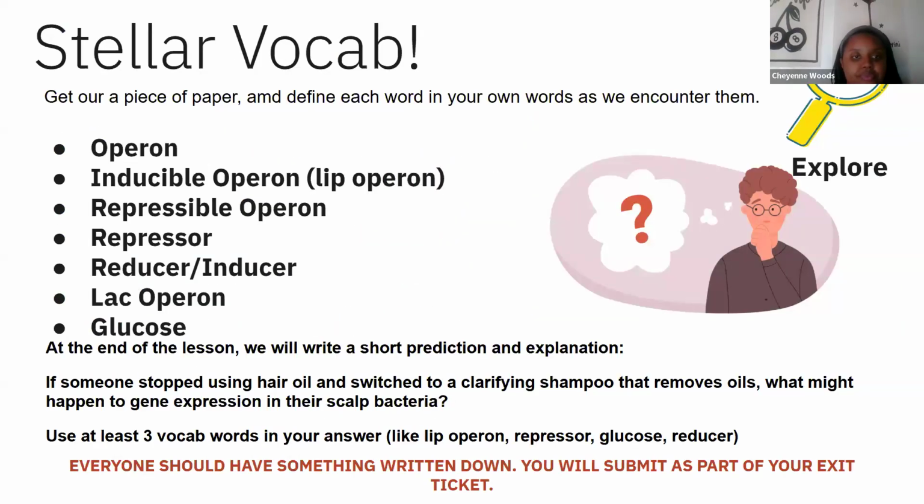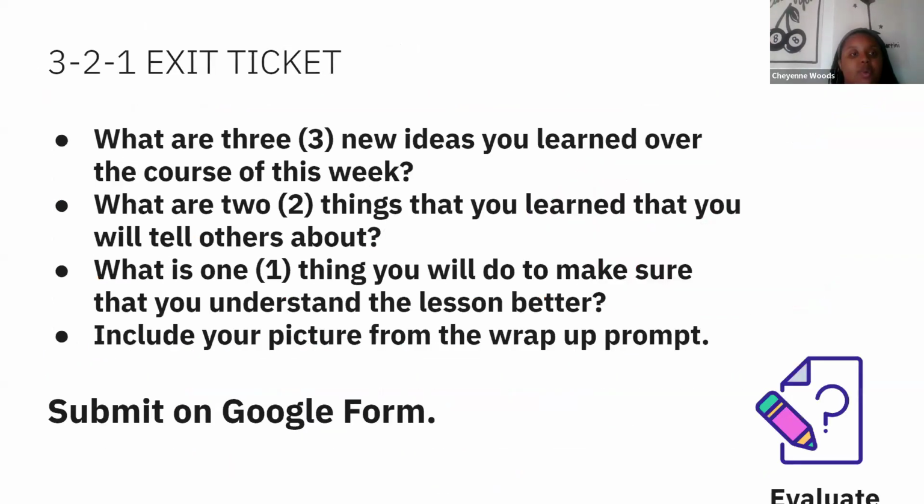And again, just that stellar vocab. You're going to be working on the short prediction that you have, and I want you again to use at least 3 vocab words in your answer, like lac operon, repressor, glucose, and repressor. And you have to have something written down because this also will be part of your exit ticket as well.